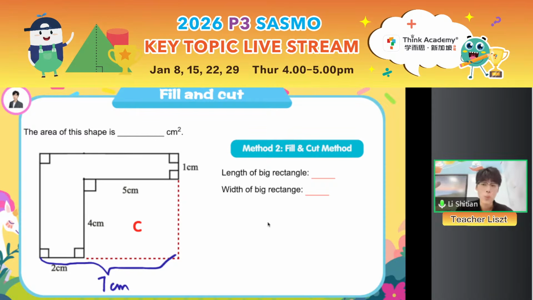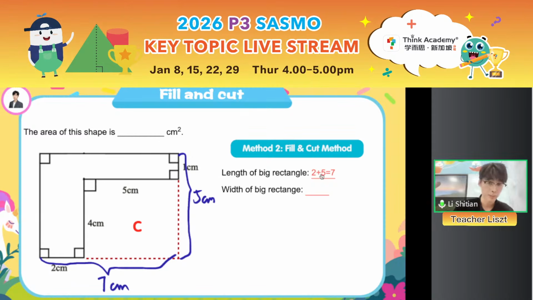What about the width of the big rectangle? What about this one? Is it 4? Still no, right? Because for this one, it is 4, and for this one, it is 1 centimeter, right? So actually, the breadth of this big rectangle is 5 plus 4 plus 1 equal to 5 centimeters, right? Okay, so now we know the length of the big rectangle.